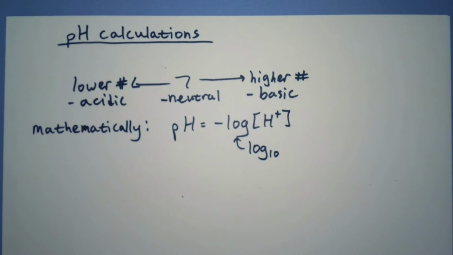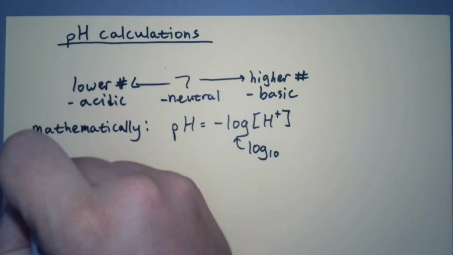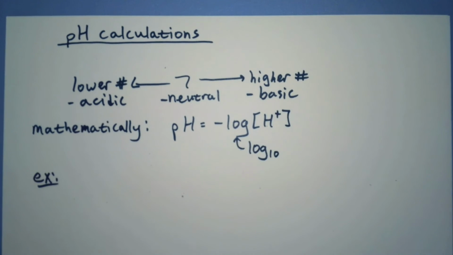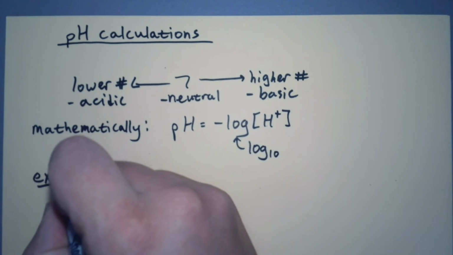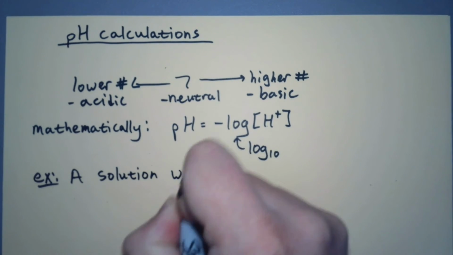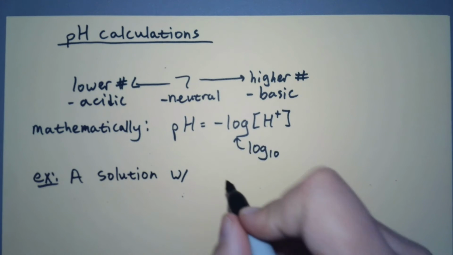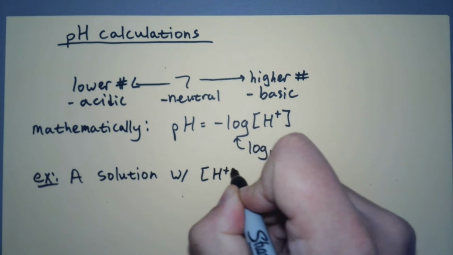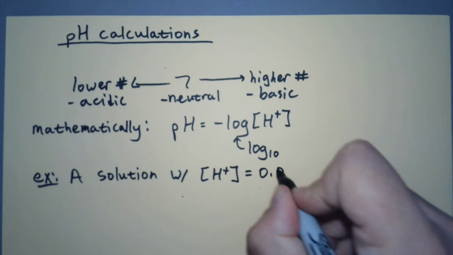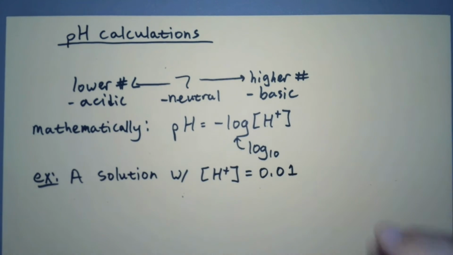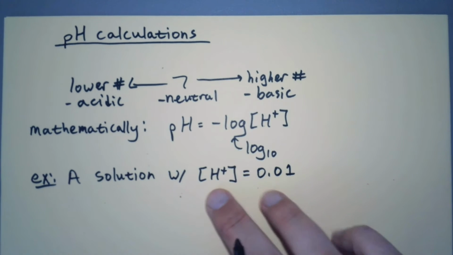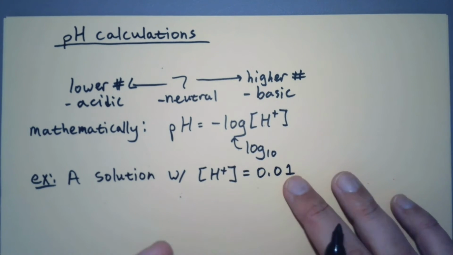So, what are we talking about here? Well, for example, if we have a solution with concentration of H+, remember those square brackets mean concentration, is equal to 0.01. And there's an implied molarity there. We don't always write it after the square bracket. If you see this, it means concentration of H+ in molarity, and it's 0.01.